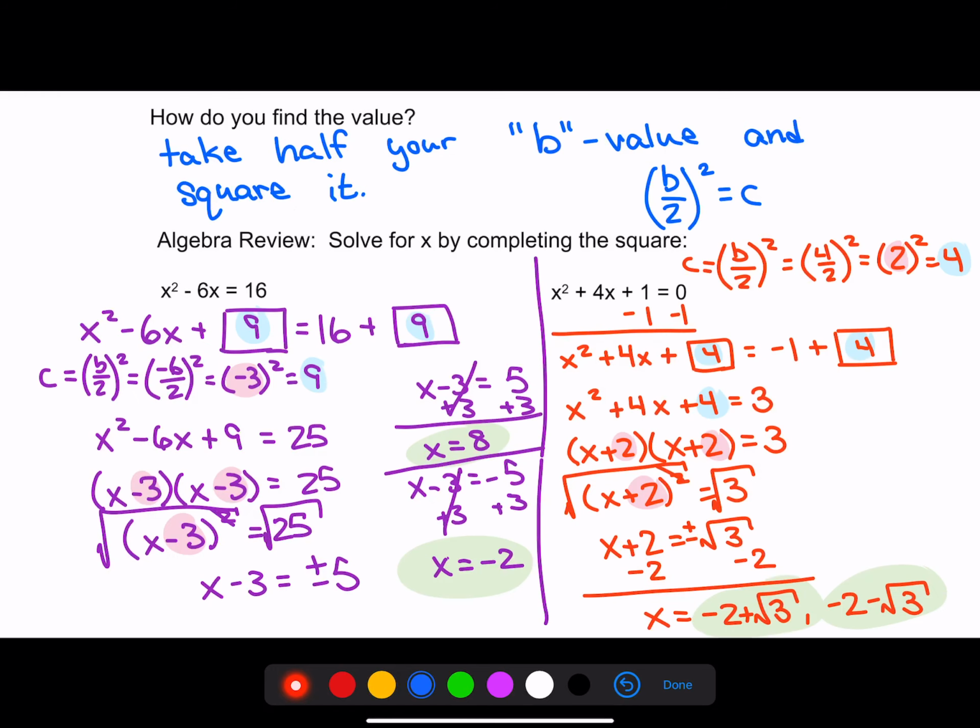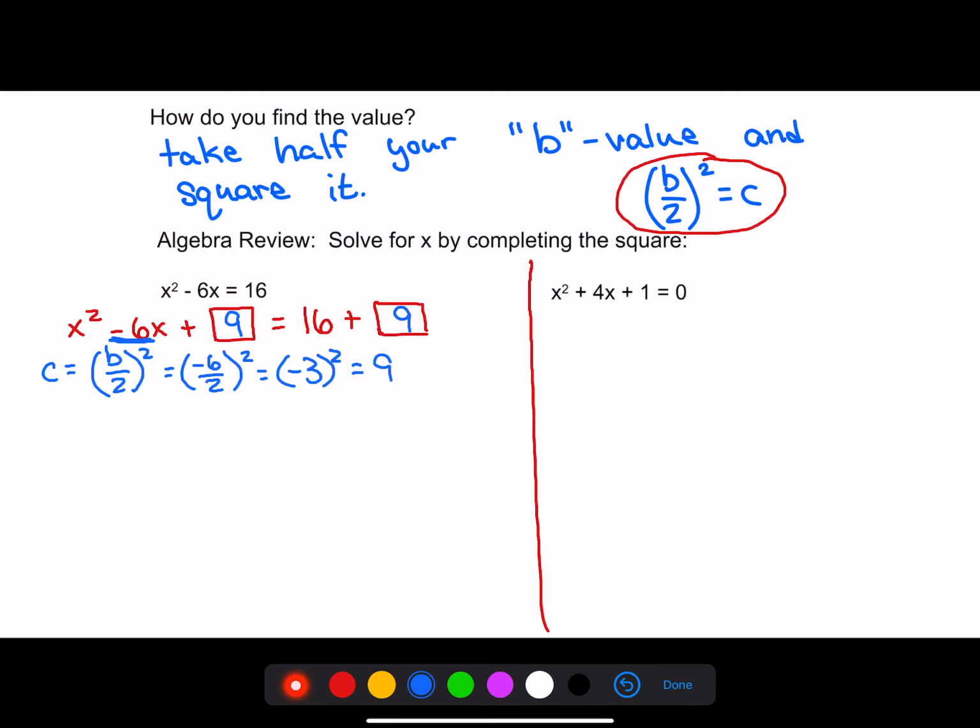All right. I will keep working on it here. So, at this point, we added 9 to both sides. On this side, I can now factor. On the other side, I'm just going to combine those. So I have x squared minus 6x plus 9 equals 25.